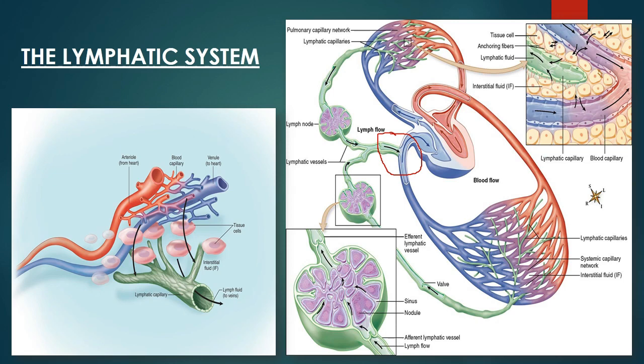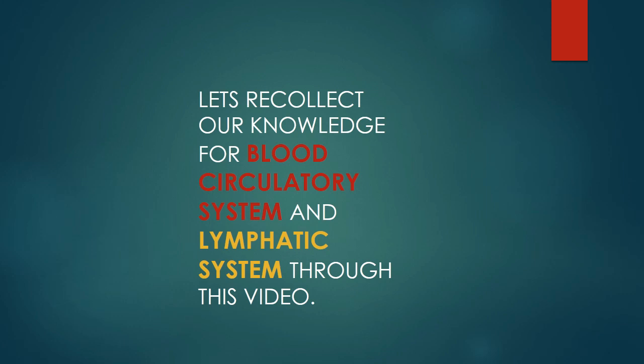Okay, अब ये lymph carry क्या करेगा अपने साथ? It carries digested and absorbed fat from the intestine, that is the villi position. Okay, and drains excess fluid from the extracellular space back into the blood. Moreover, the primary function of the lymphatic system is to transport lymph, which contains a number of infection fighting white blood cells throughout the body. So, it enhances immunity of the individual. Let's recollect our knowledge of the blood circulatory system and lymphatic system through this video.